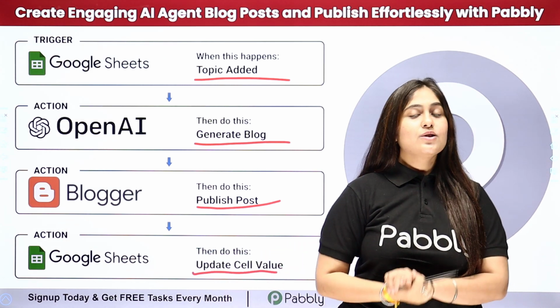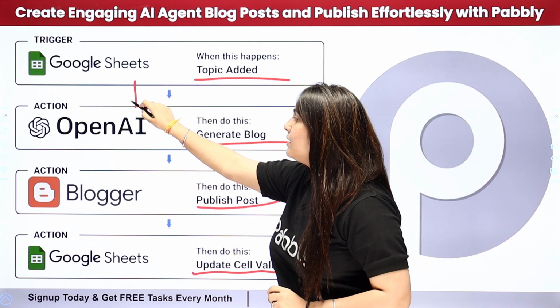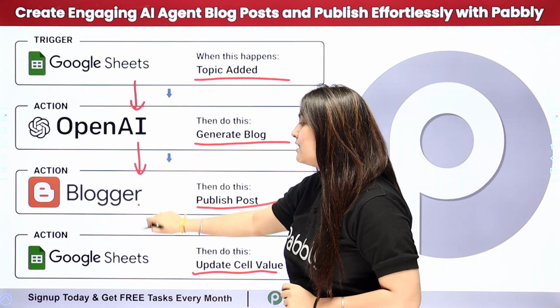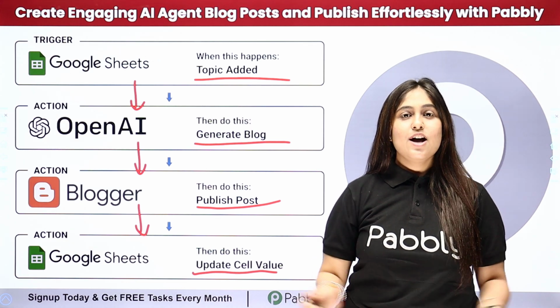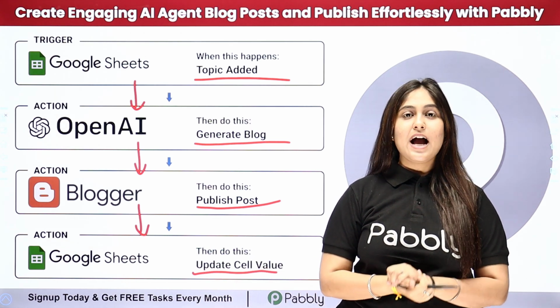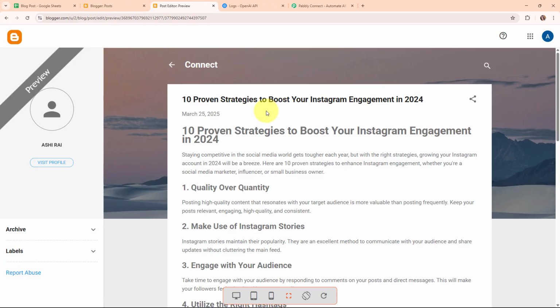Google Sheets. So now here to automate the entire process, I need to connect my Google Sheets with OpenAI, Google Blogger and Google Sheets again using an automation software named Pabbly Connect. So to see the working of this automation and to learn this process step by step, let me take you to my screen. Welcome to my screen.